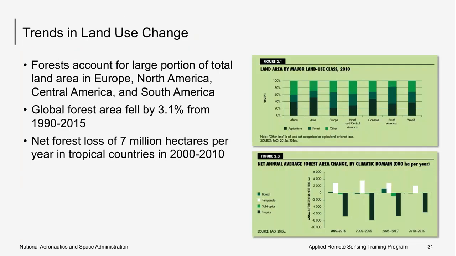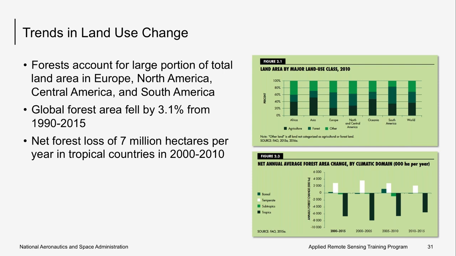This report provides a brief historical review that identifies the relationship between population growth, increased demand for agricultural land, and forest loss, and this dates back thousands of years. The figure on the top shows the proportions of the total land area occupied by agriculture, forests, and other types of land uses in various regions of the world. And this was as of 2010. Notice that forests account for a large portion of land in Europe, North, Central, and South America.